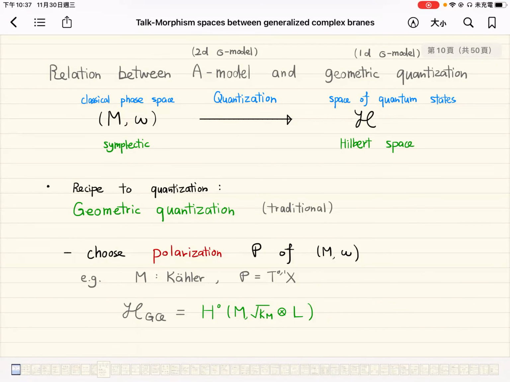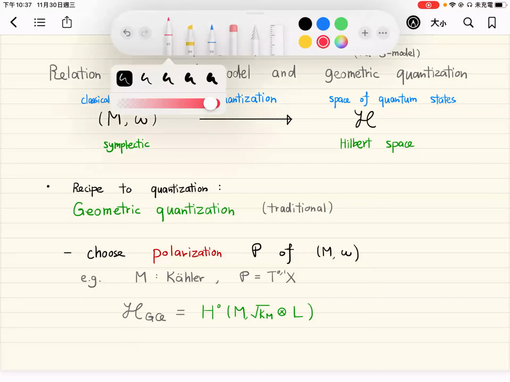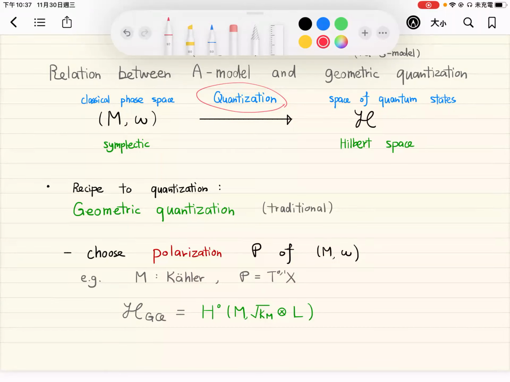So now I'd like to talk about the relation between the A model and geometric quantization. The reason why I talk about it is because this is the work of Yu-Tung, and the work really inspired our results. So I need to talk about it first. First of all, we have a notion of quantization. Quantization is a process of trying to turn a classical physical system into a quantum physical system.